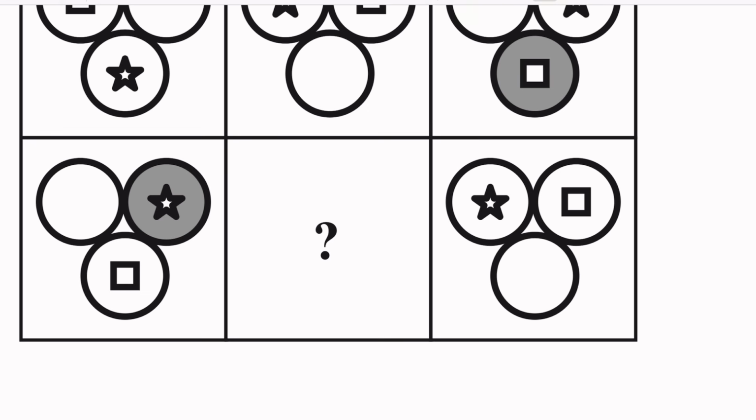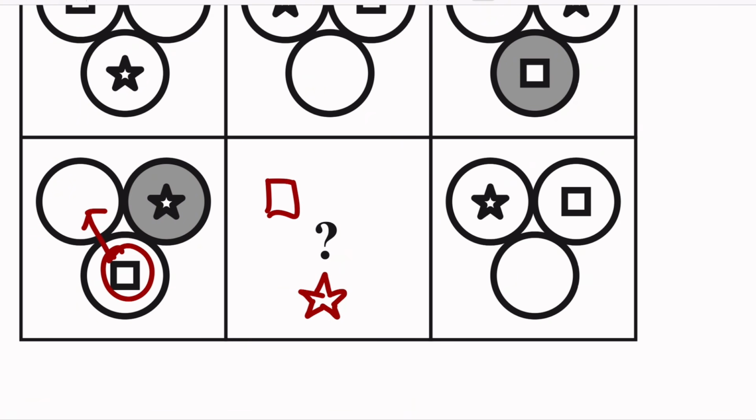So let's look at the star. Star starts off in the top right, then it should become at the bottom. The star should be at the bottom, okay? So that's where it should be. Then, let's quickly draw it in first. Star. Then your square should end up where? At the top left, okay?